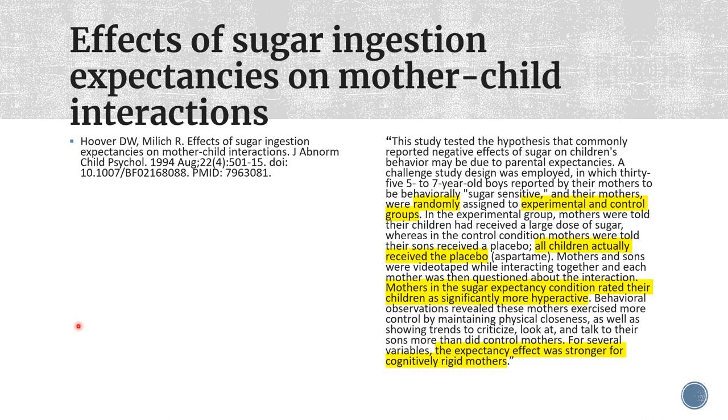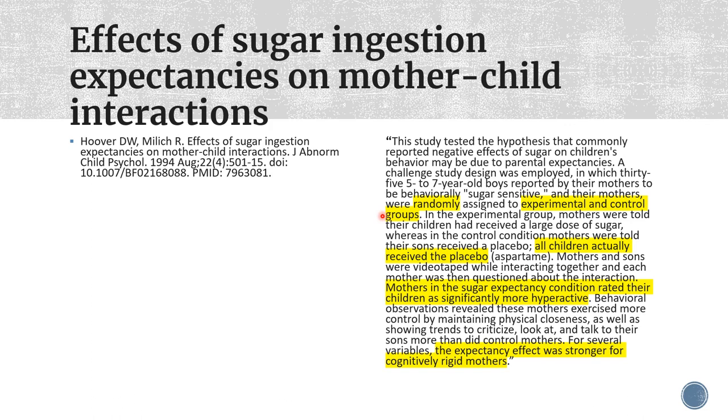In fact, even that claim, the claim that people are imagining the whole connection, has been studied. Again, here's the citation, and it says that this study tested the hypothesis that commonly reported negative effects of sugar on children's behavior may be due to parental expectancies. Again, they made a study in which 35 5 to 7 year old boys who were reported by their mothers to be behaviorally sugar sensitive and their mothers were randomly assigned to experimental and control groups.